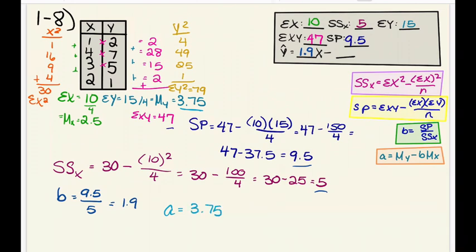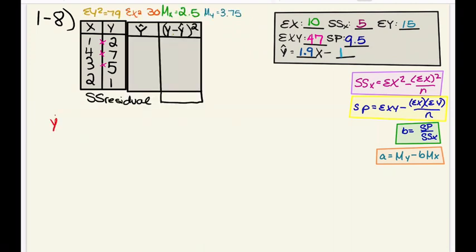To find our value for a, we'll take our mean for y and subtract the product of b times the mean of x. And in this case, we come up with a value of -1. In our regression equation, y hat is equal to b times x plus a, which is the y-intercept.